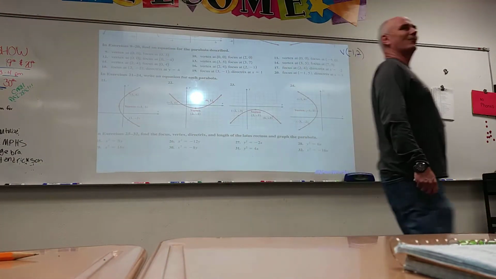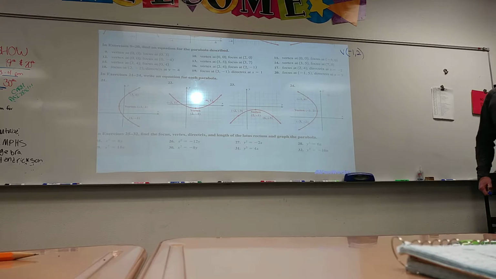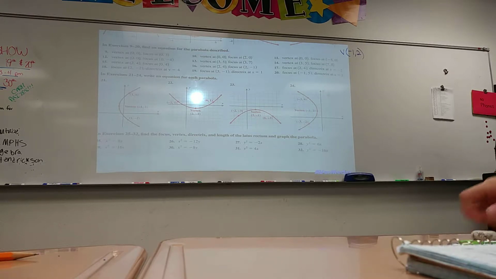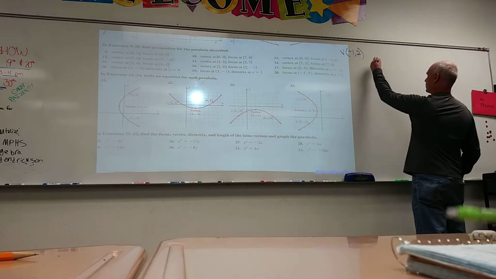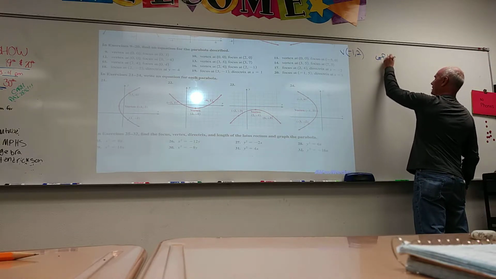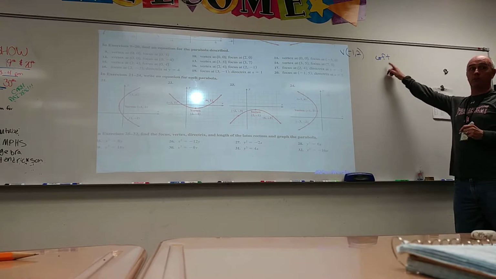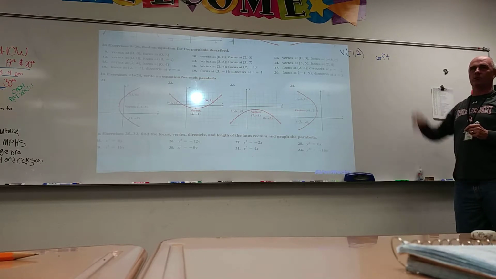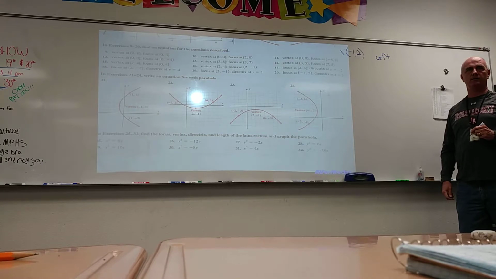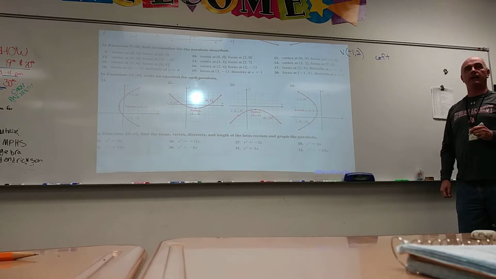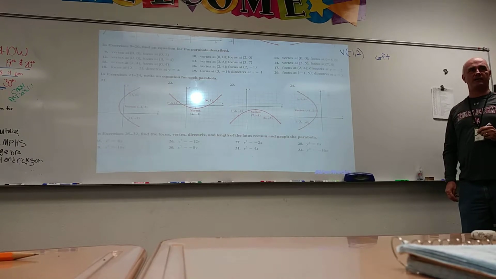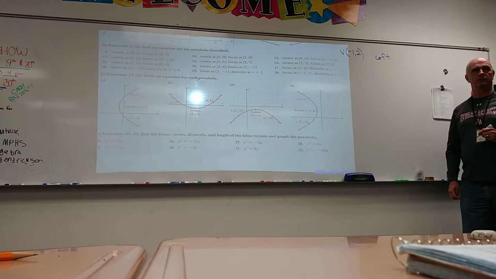So what else do we know? It opens to the left. And it's a negative. That is important. Can we now start to write the equation? Yes, because it opens to the left, P is negative, and it's horizontal, which means we use the horizontal one.